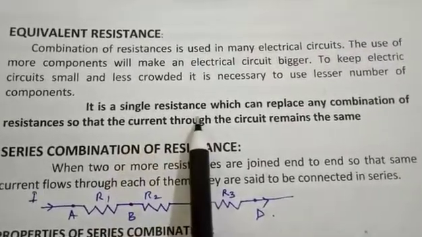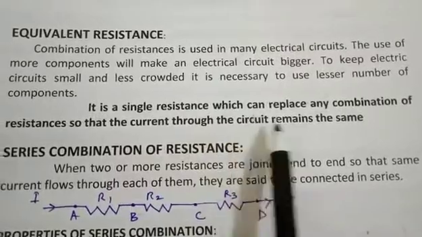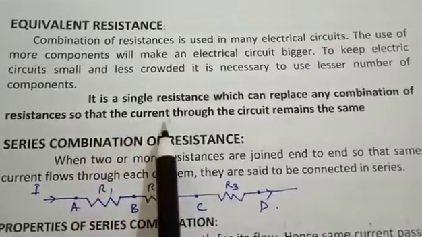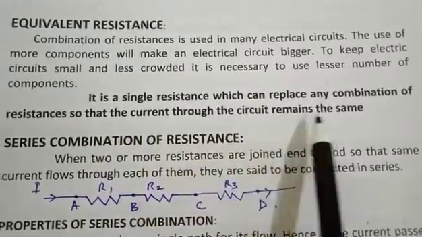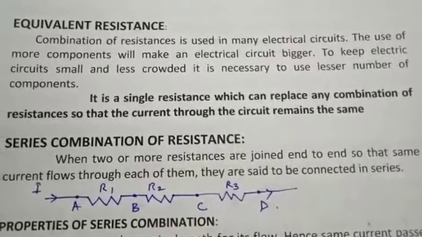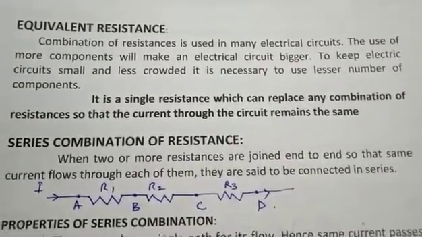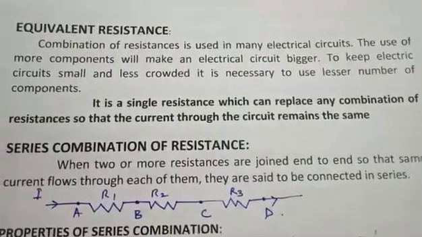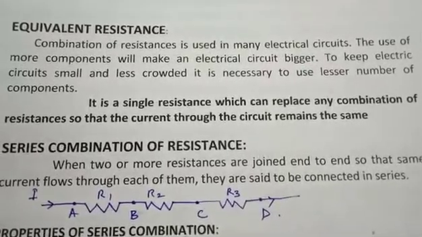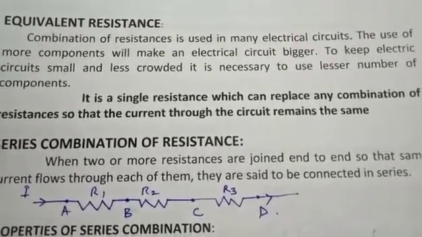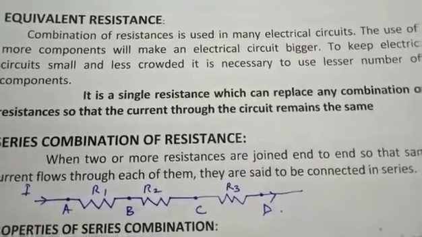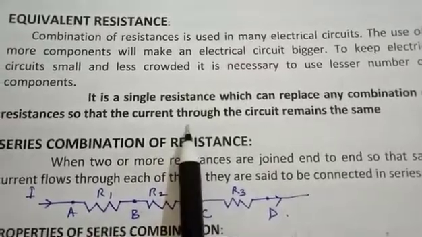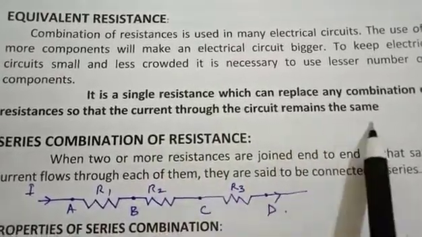It is a single resistance which can replace any combination of resistances so that the current through the circuit remains the same. So let me explain the definition. So equivalent resistance represents a single resistance. This single resistance will do the same amount of work that has been done by other resistance connected in the circuit. The output of the current through the circuit remains the same.